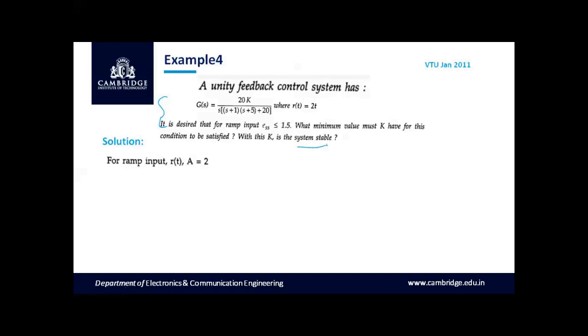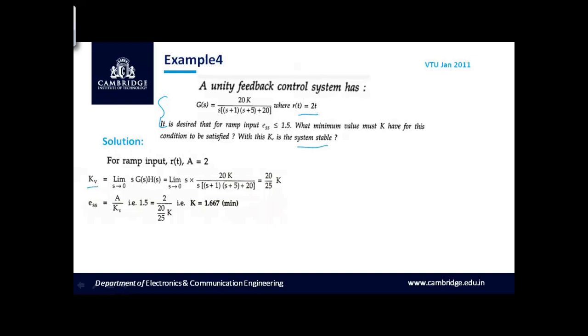Let me solve this problem. Let us write the given data first. For a ramp input R of t, given is a ramp input with an amplitude of A equal to 2 in the question. Hence, as it is a ramp input, we have to calculate the velocity error constant Kv, which is given by limit s tends to 0, s into g of s into h of s. As it is unity feedback, h of s will be equal to 1 and g of s is given in the question. So let us substitute for limit s tends to 0 s into g of s.